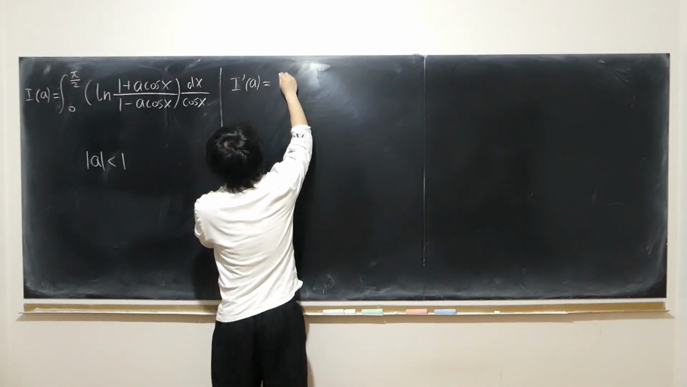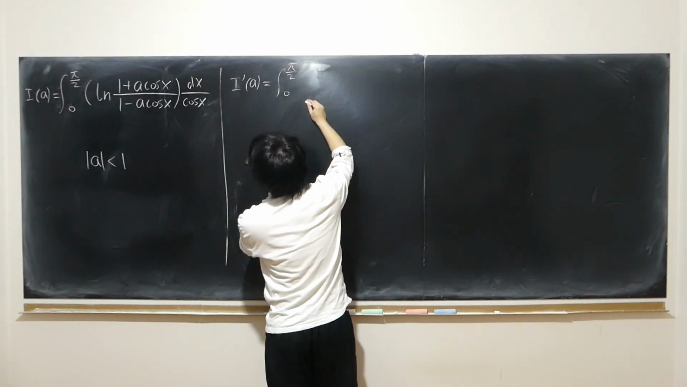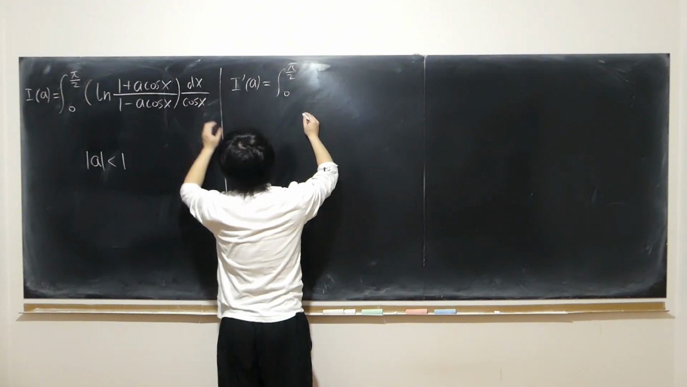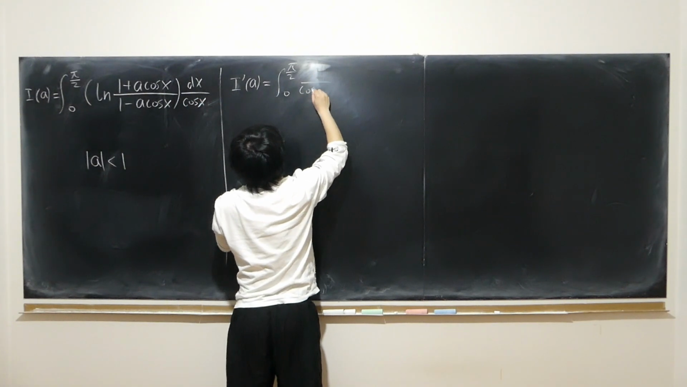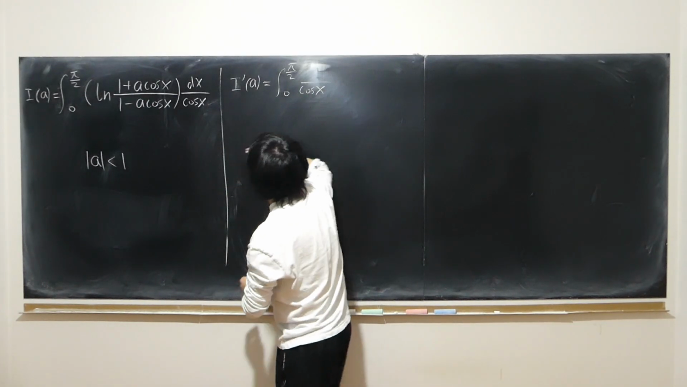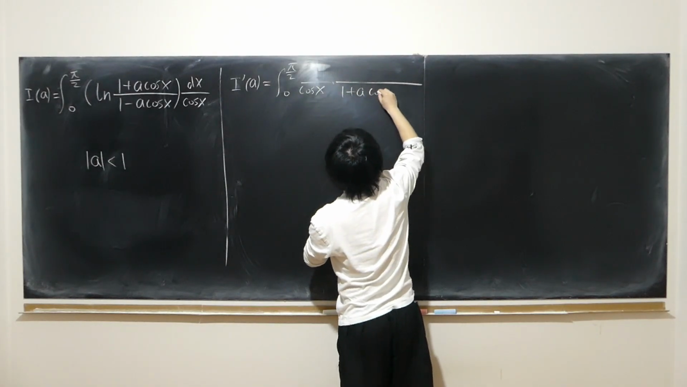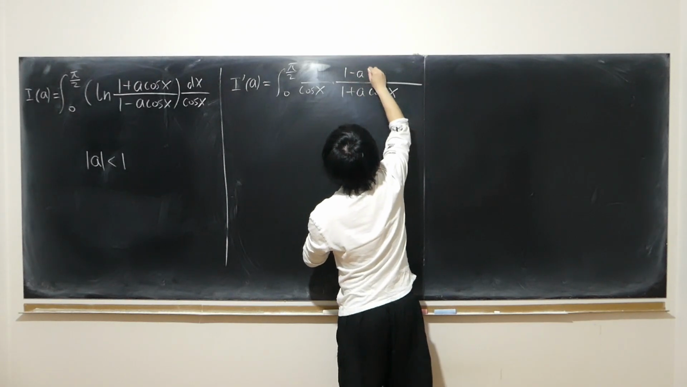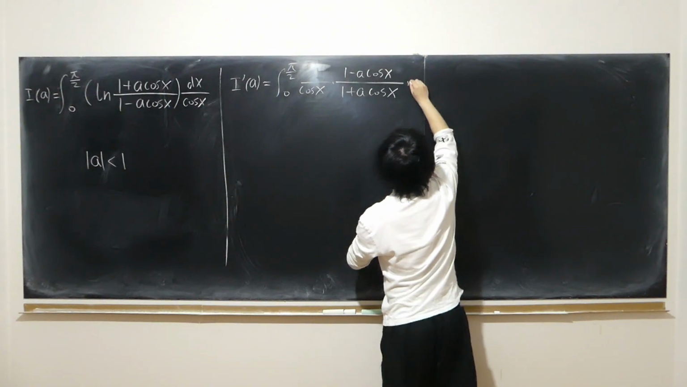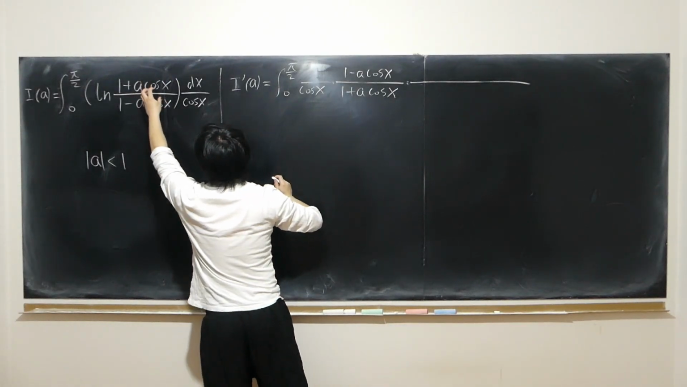So here we have 0 to half pi of log. Once we treat a as a variable, we immediately take this as a constant. Take this out. And when you differentiate log, first we use the reciprocal: 1 plus a cos x, 1 minus a cos x. Then we differentiate the inside. But the inside here we have a division.